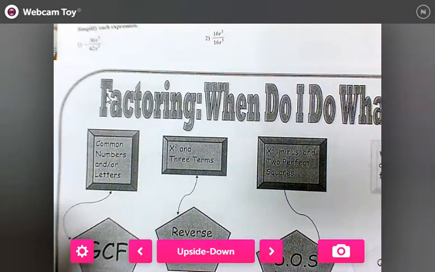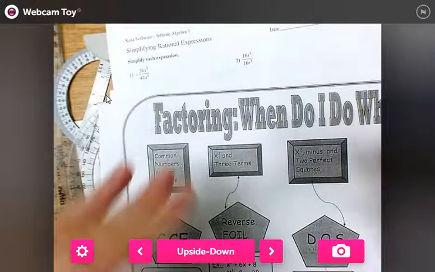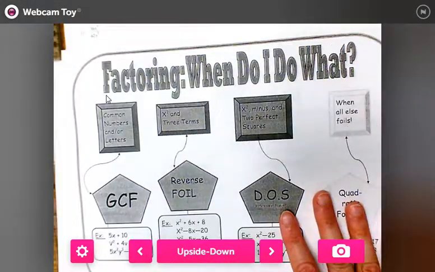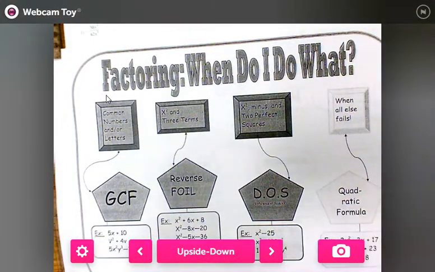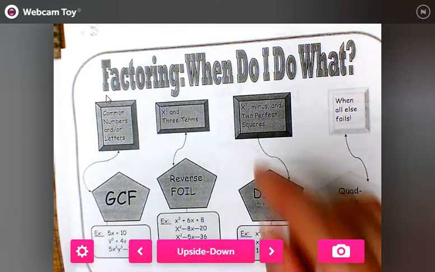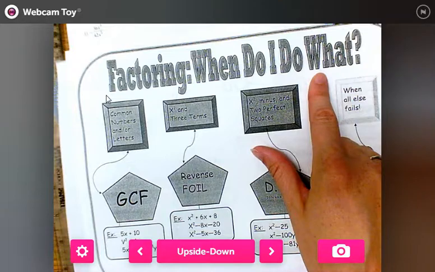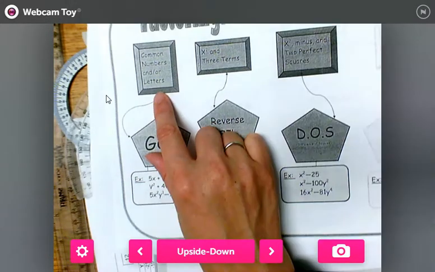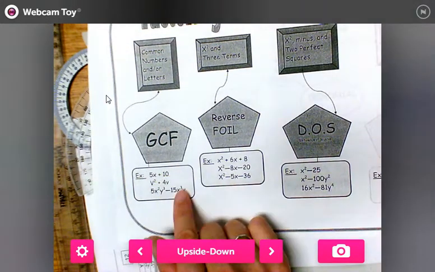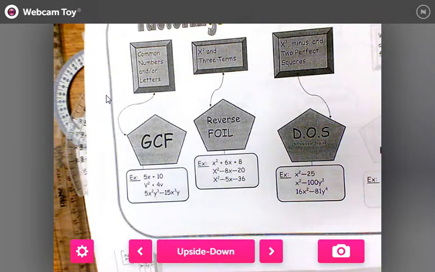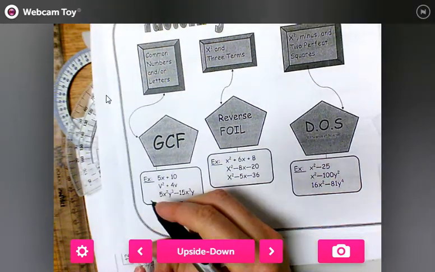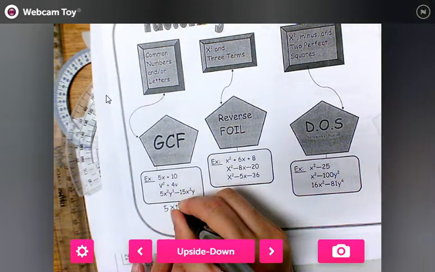These different factoring trees or graphic organizers a little bit here. First, we've got factoring. When do I do what? So you know how we take out the greatest common factor? So we look here. These are examples below. So like this first example right here where it's like 5x plus 10.